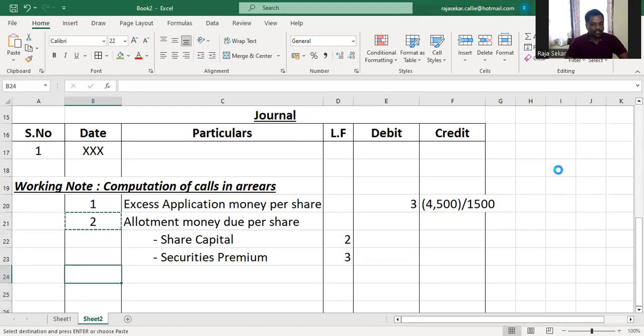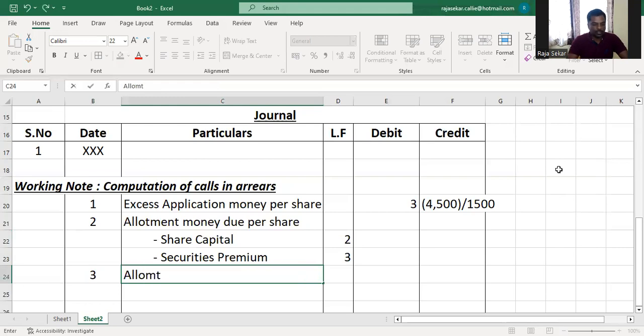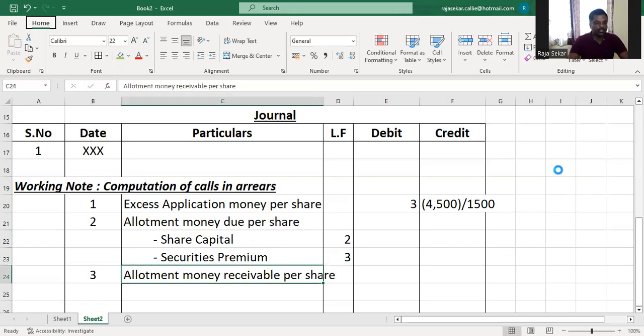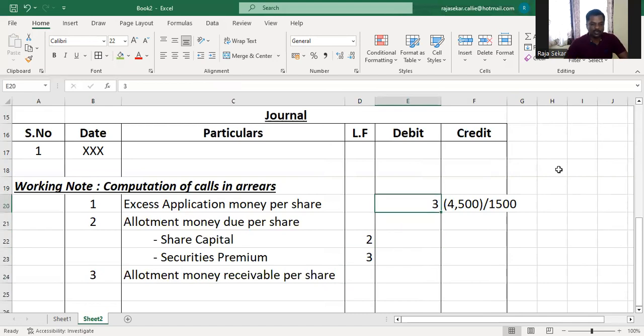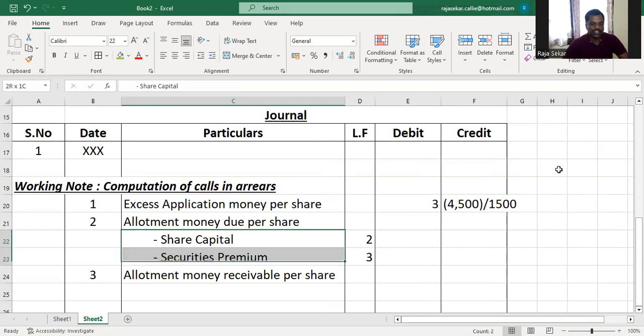Next, we need to find out the amount receivable on allotment. Allotment money receivable per share. Now, why would it be different from the amount due? That is because of the excess application money available. We have 3 rupees excess application money, right? So the amount receivable on allotment will not be 5 rupees, because they have already paid extra 3 rupees when they made excess applications. That will be set off against the amount due.